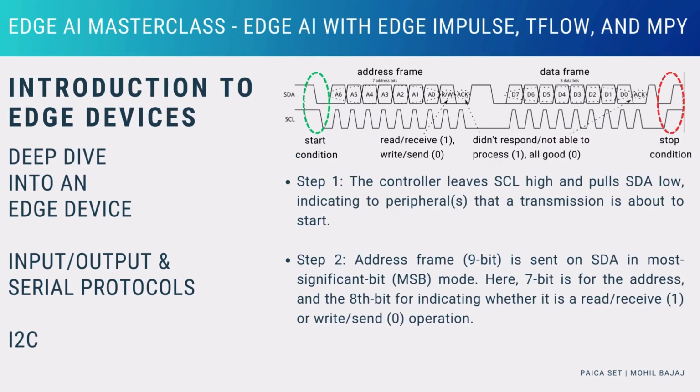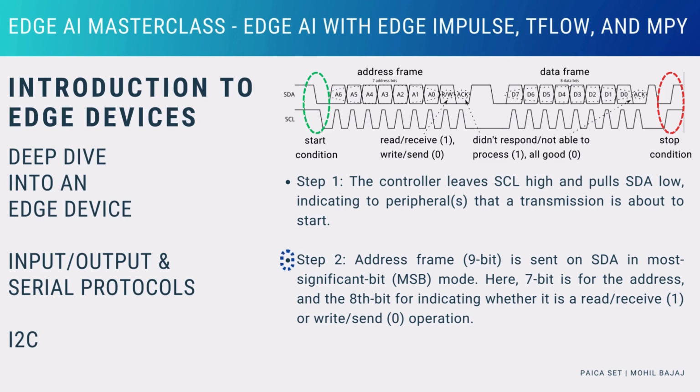Let's now look at how the I2C protocol operates. This can be broadly divided into 5 steps. In the diagram, the upper line is the serial data line, or the SDA, and the lower line is the serial clock line, or the SCL. Also, as you can see, the complete data packet is made up of two parts, the address frame and the data frame. The communication starts in step 1, when the controller leaves the SCL high and pulls SDA low, indicating to the peripherals that a data transfer is about to begin.